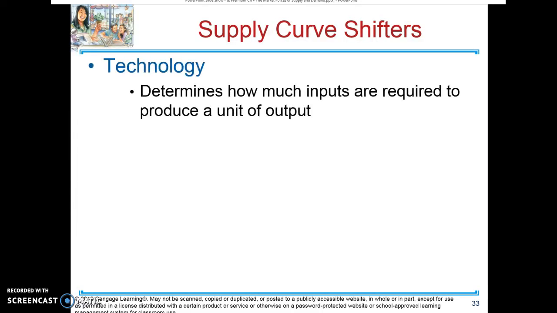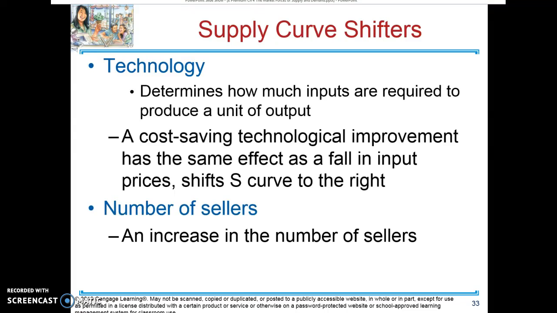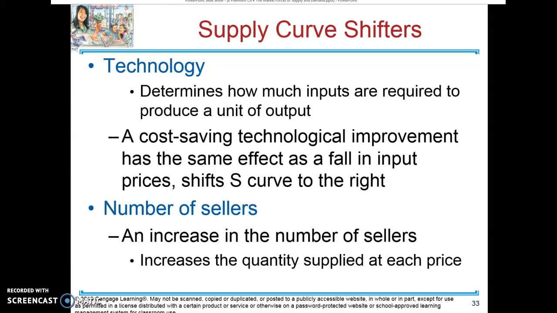Technology. Technology determines how much inputs are required to produce a unit of output. A cost-saving technological improvement has the exact same effect as a fall in input prices. So that means that S would increase and shift to the right. Number of sellers. If there are more producers, that represents an increase in the number of sellers. So that would increase the quantity supplied at each price as well, and the supply curve would shift to the right.